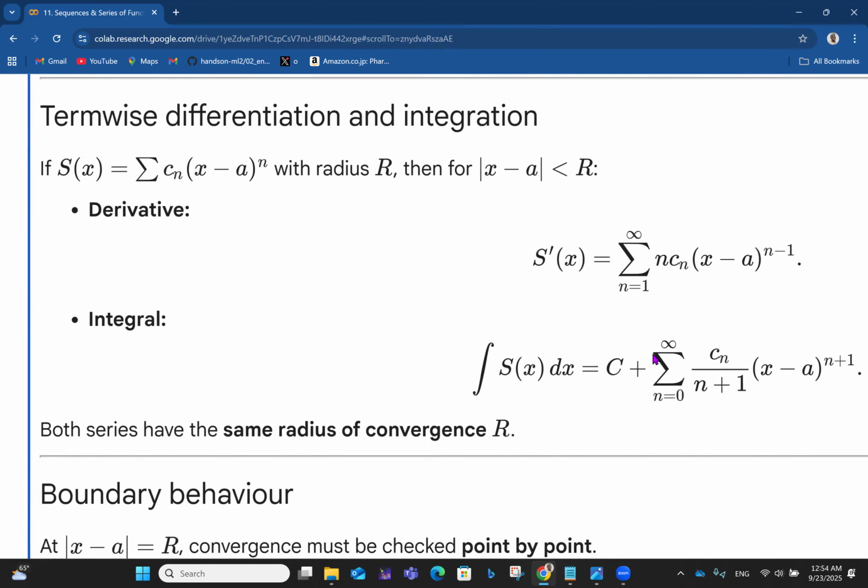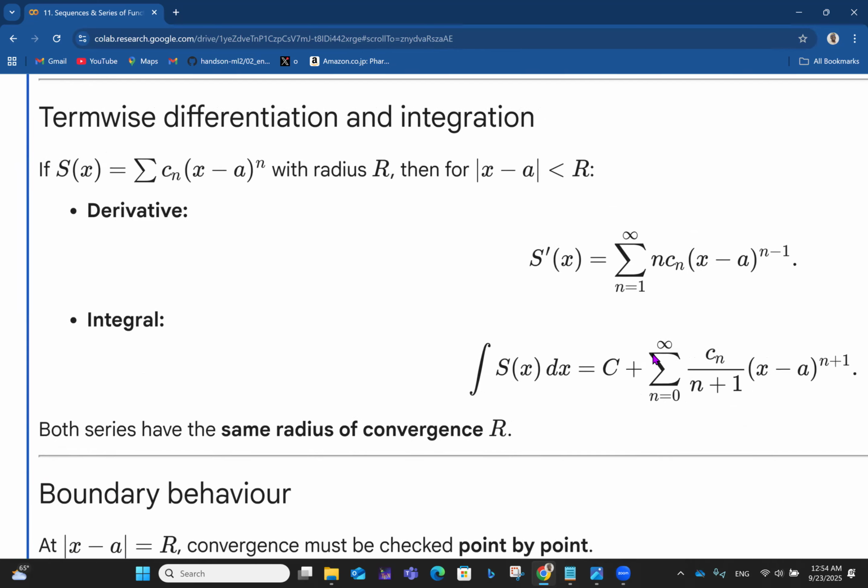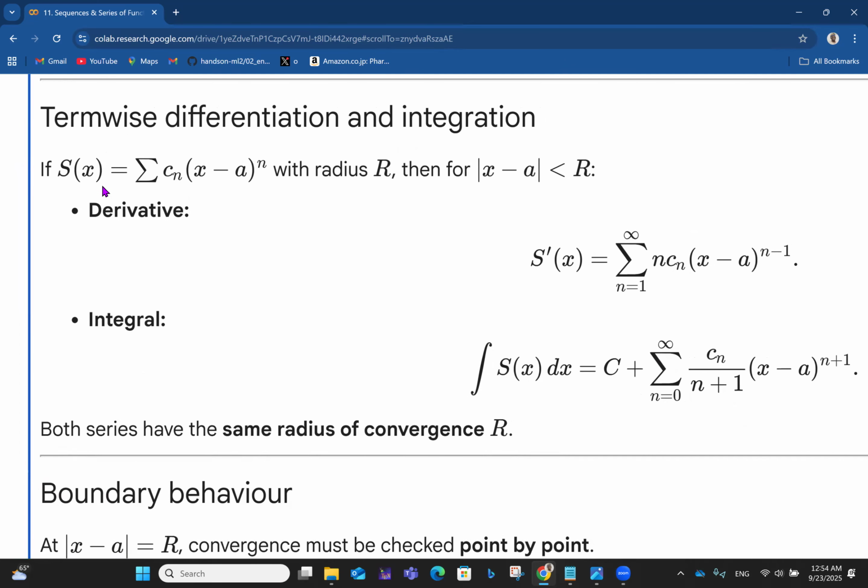And we have termwise differentiation and integration, so that's term by term differentiation and integration. So if s(x) is equal to summation of C_n (x - a)^n with radius R, then for the absolute value of x - a less than R, we have the derivative s'(x) equals summation from n = 1 to infinity of n C_n (x - a)^(n-1). When you integrate that, we have the integral of s(x) dx equals, of course, this whole thing, and when you integrate it, you get this part, then with the arbitrary constant c.